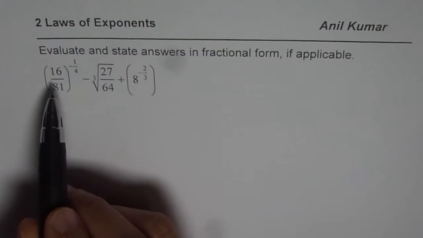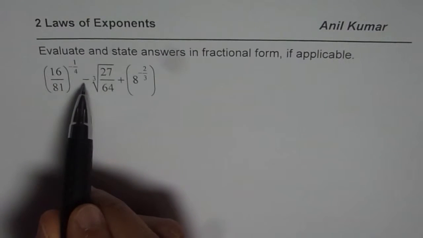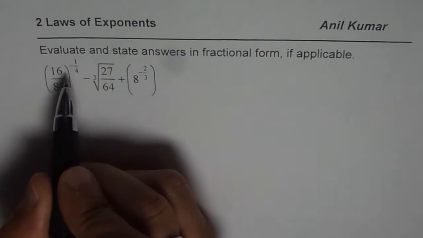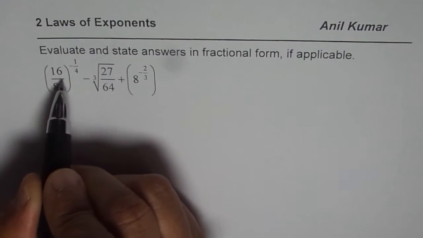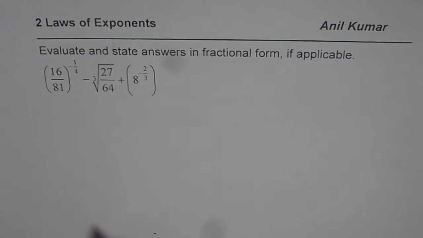The question here is 16 divided by 81 to the power of minus 1 over 4, minus cube root of 27 divided by 64, plus 8 to the power of minus 2 over 3. With the help of this question, you will get practice of most of the laws you have learned based on exponents. Now when I say minus here, it really means that we have to flip, right? So the numerator becomes denominator and denominator becomes numerator.